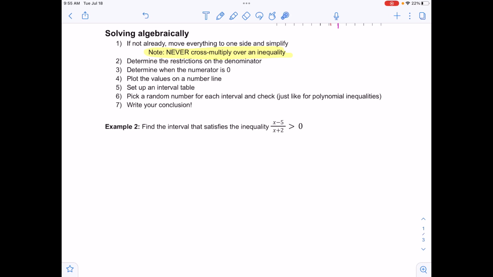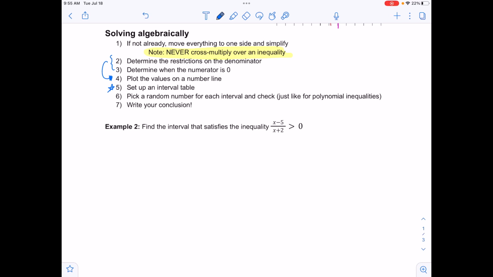Then in order to set up our sign chart, we are going to be figuring out what are the restrictions on the denominator, and then when is our numerator equal to 0. And these two things are going to help us find our different sections on the number line in order to then set up an interval table. And then just like for polynomial inequalities, we set up a table, we pick a number at each interval, we check it, and then we write our conclusion.